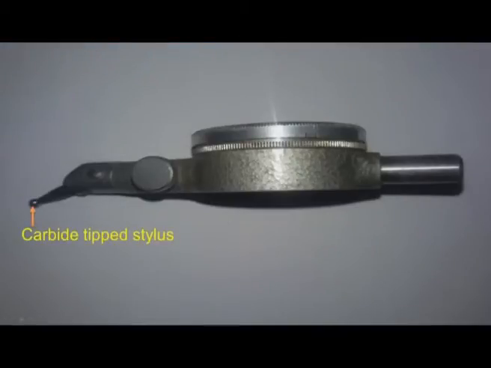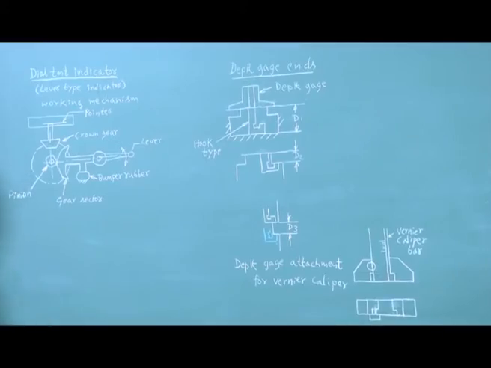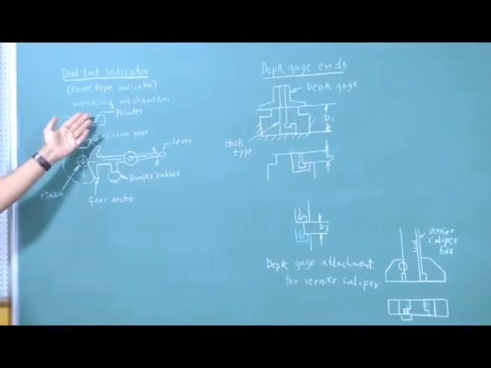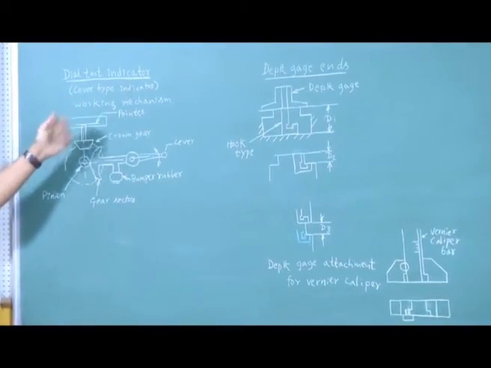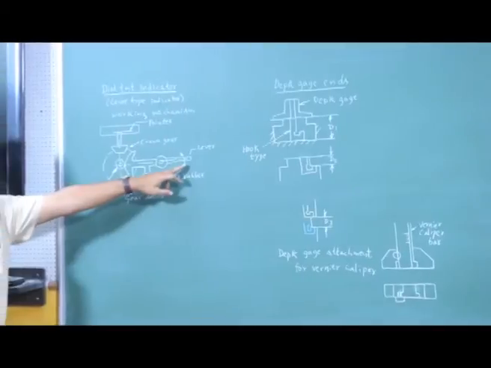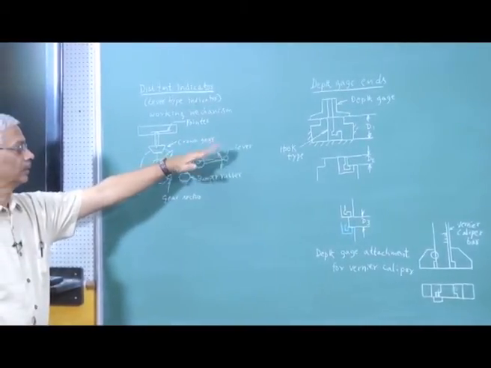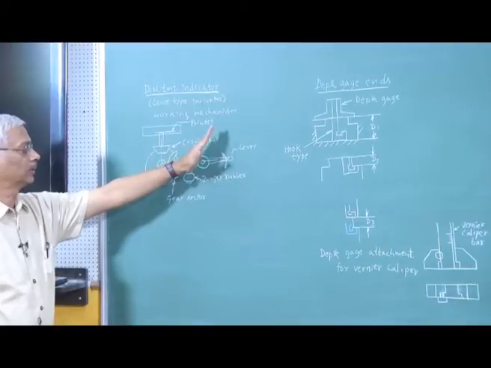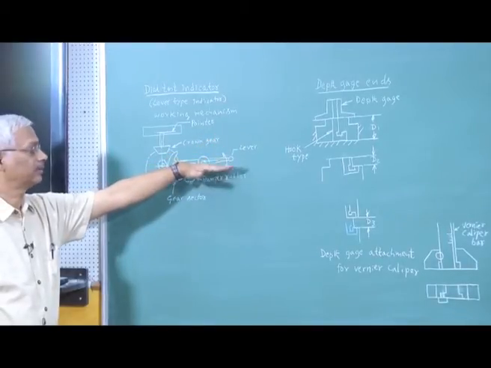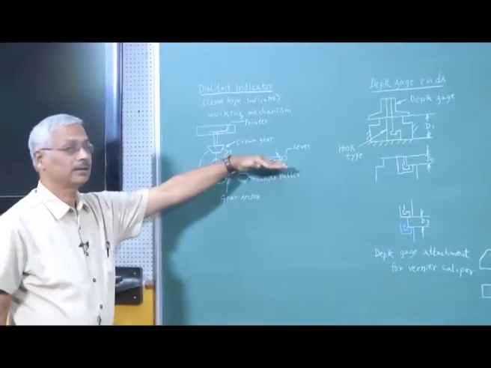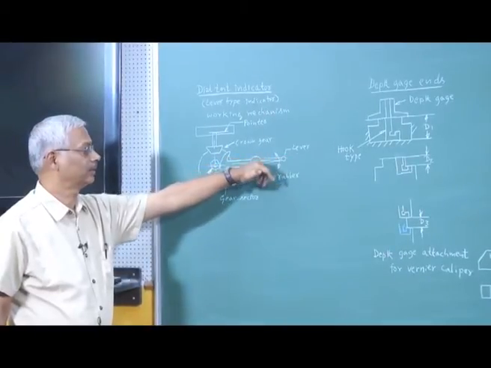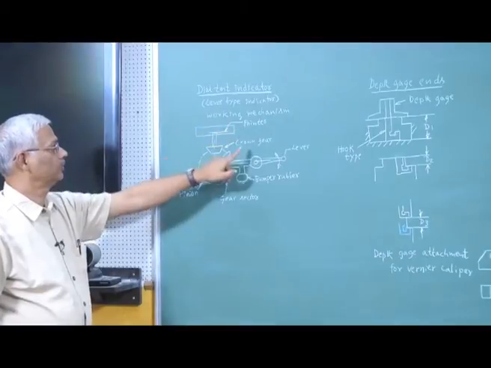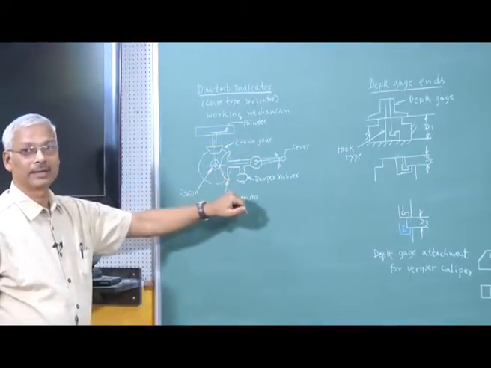Now, this shows another view of the dial test indicator. This is the carbide tipped stylus. Now, we can see here the working mechanism of the dial test indicator. This is the lever which will move like this. So, this will move approximately some 30 degrees. It can be set at any angle, and then it will swivel like this. That is why it is known as universal swivel dial indicator.